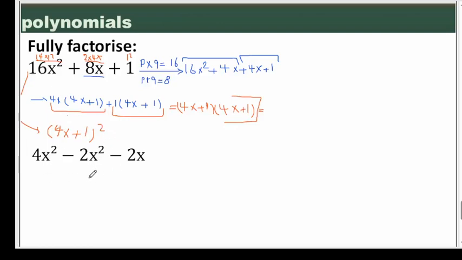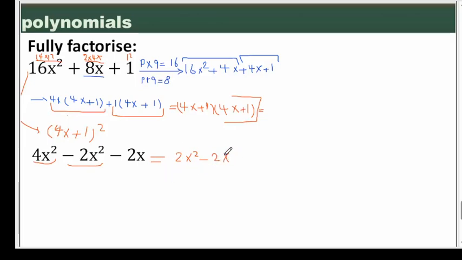Okay, let's go for the second expression. First of all, let me write it more simply. I have two identical terms here, so I subtract them. 4x squared minus 2x squared gives me 2x squared minus 2x. Now I have two terms.